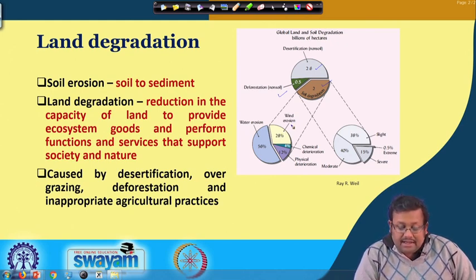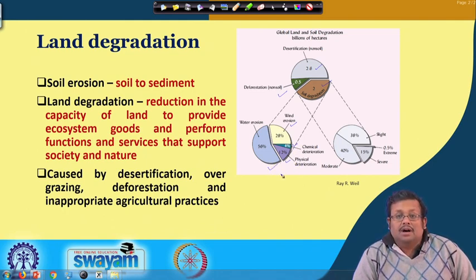For example, you will see that wind erosion accounts for 28% of the total soil degradation, chemical deterioration results in 4% of the total soil degradation, physical deterioration accounts for 12%, whereas water erosion is the major component of soil degradation, which accounts for 56% of the total soil degradation.